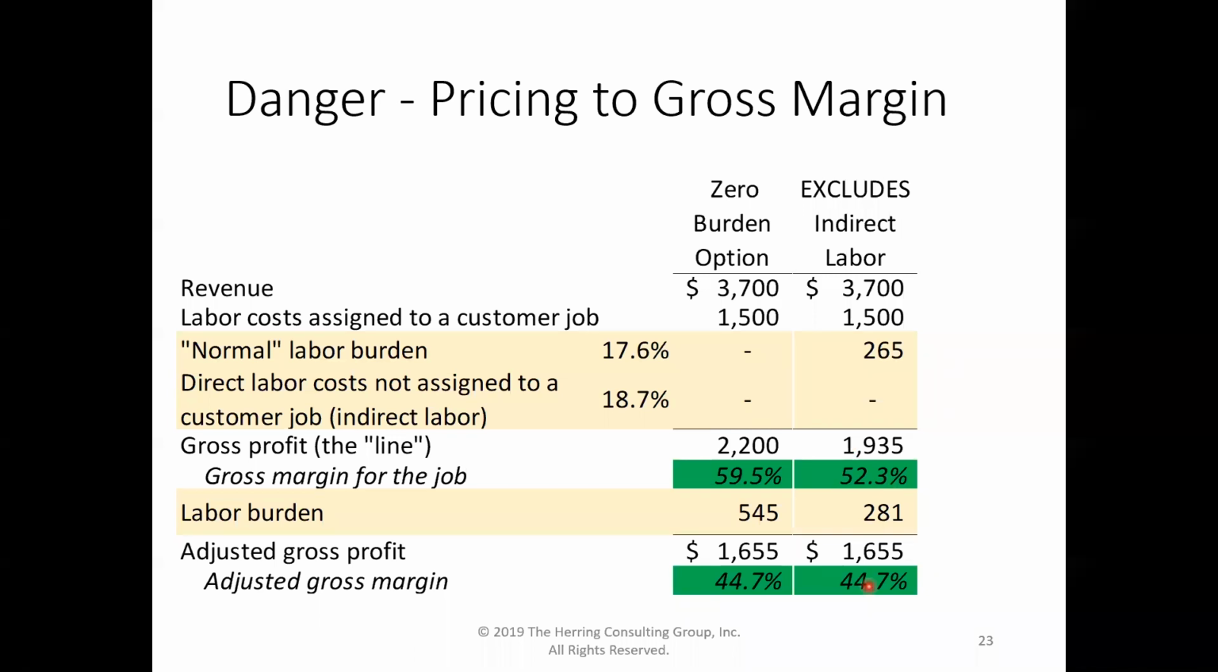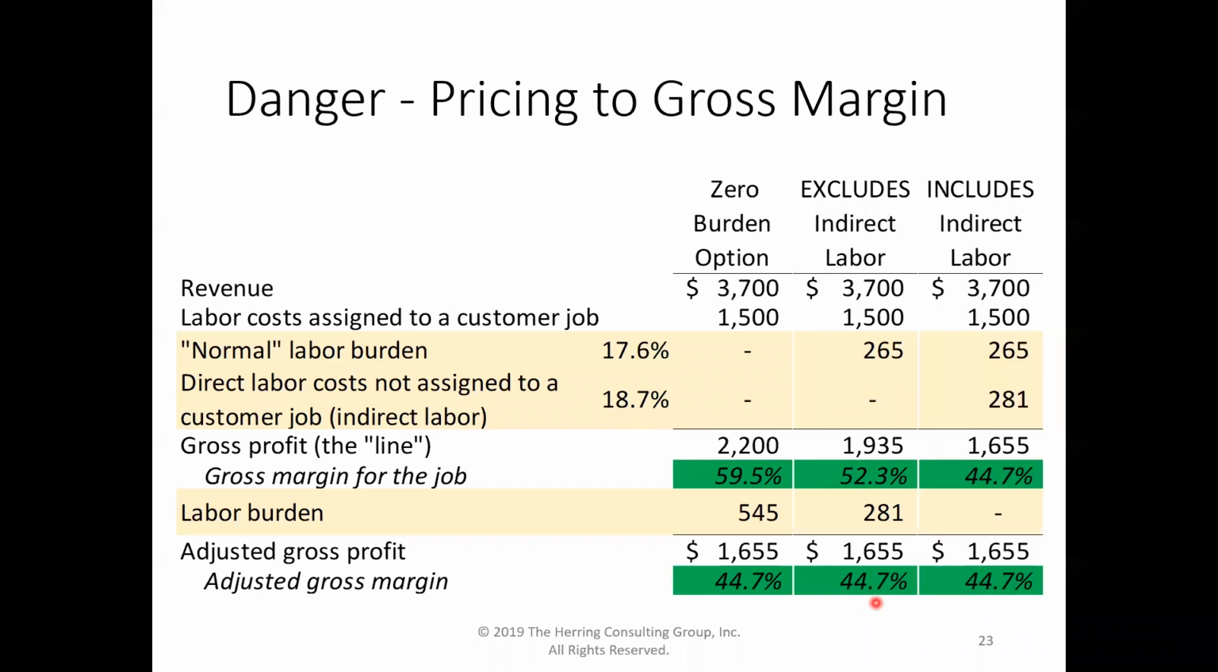But the total cost is the same, or the total profit on this job is the same at $1,655, 44.7% margin. The last one is they include everything, right? So everything's above the line. So the 265's above the line, 281's above the line, and their gross margin is 44.7%. So you have an almost 15-point swing between the zero burden option and the 44.7 including everything in labor burden.